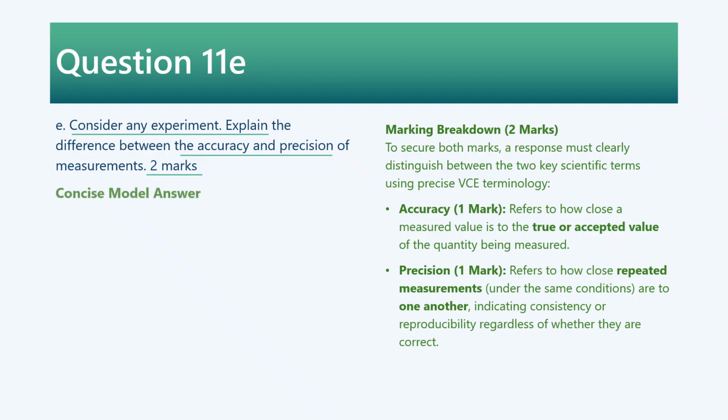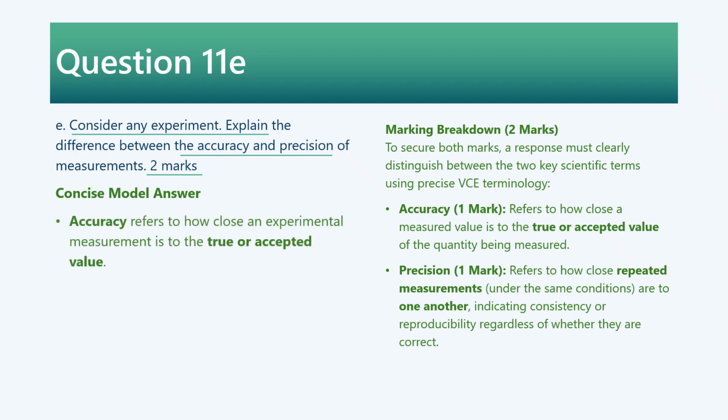Concise model answer. Accuracy refers to how close an experimental measurement is to the true or accepted value. Precision refers to how close repeated measurements are to each other, consistency or closeness of replicate data.